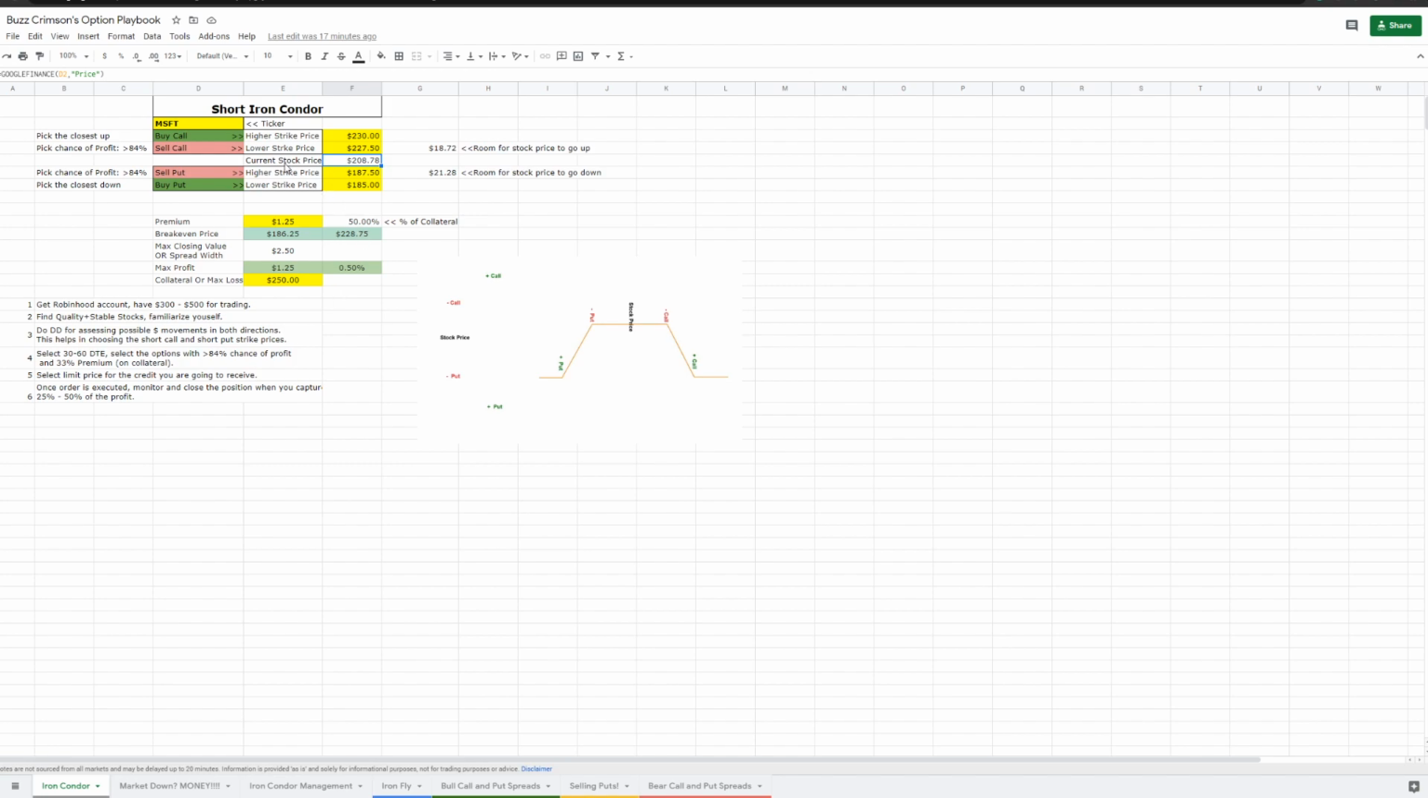custom Google Sheet tool, right? You're going to select any ticker. It's going to update the actual price right here, and you're going to set up the bear call spread here, and you're going to set up the bull put spread here. You're going to say, wow, it has this much room for it to go up and down.